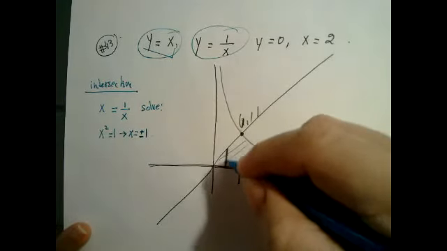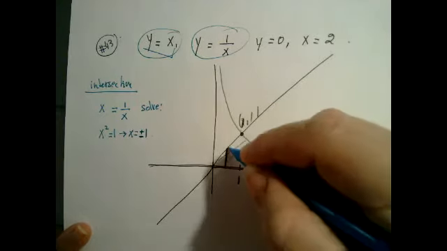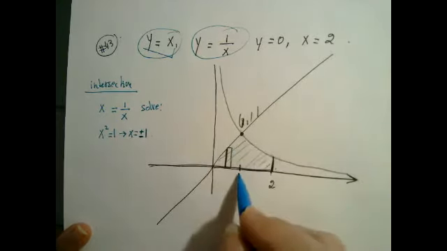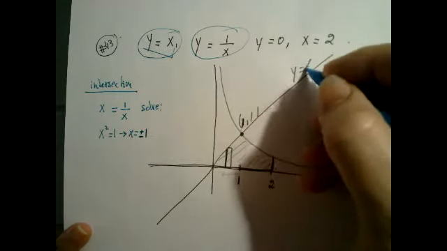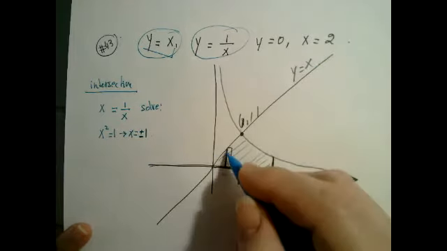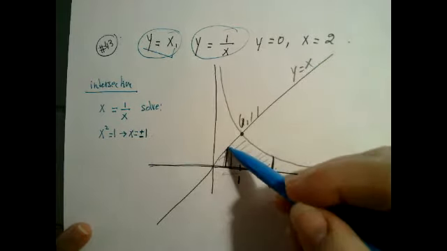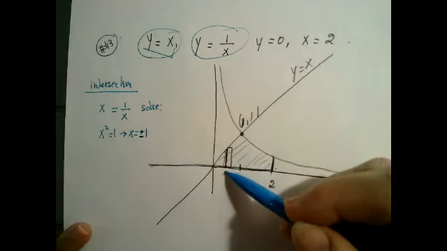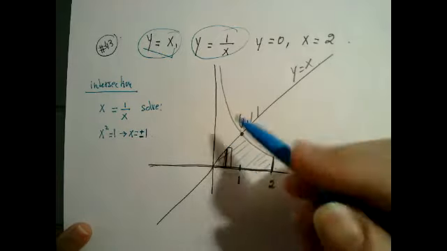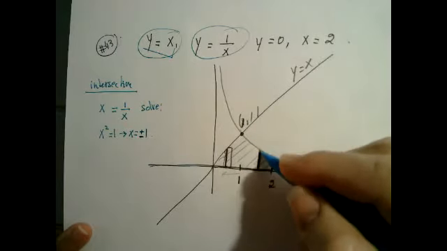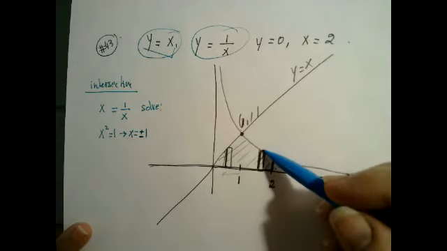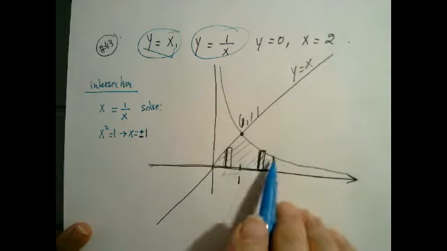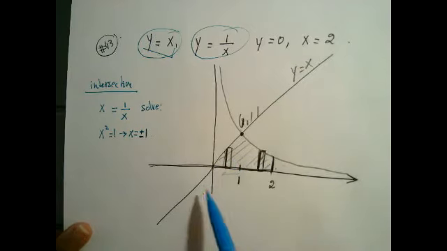When I take my typical rectangle, if I take it before the point 1, the top curve is the line y equal to x. So the formula here is going to be the top curve, which is x, minus 0, because the bottom curve is 0. However, if I take my rectangle here, the top curve is y equal to 1 over x. So there is not one formula for the typical rectangle in this picture. So how am I going to solve this problem?